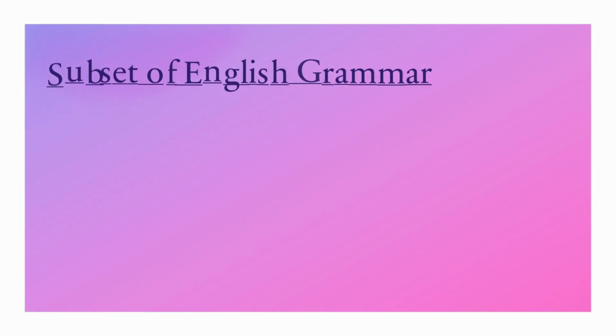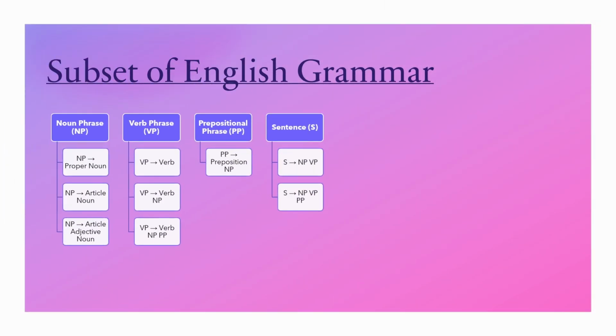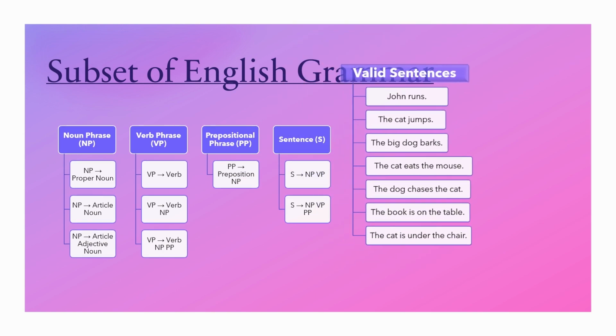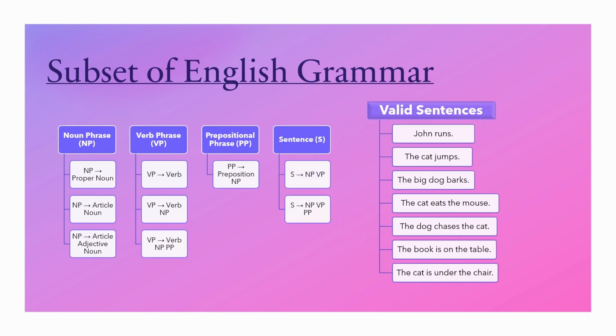Subset of English grammar. We then delve into a subset of English grammar, covering noun phrases, verb phrases, and prepositional phrases. For instance, a sentence consists of a noun phrase followed by an intransitive verb phrase and another noun phrase. Valid sentences examples. We illustrate these rules with examples of valid sentences like John runs, the cat jumps, and the book is on the table.